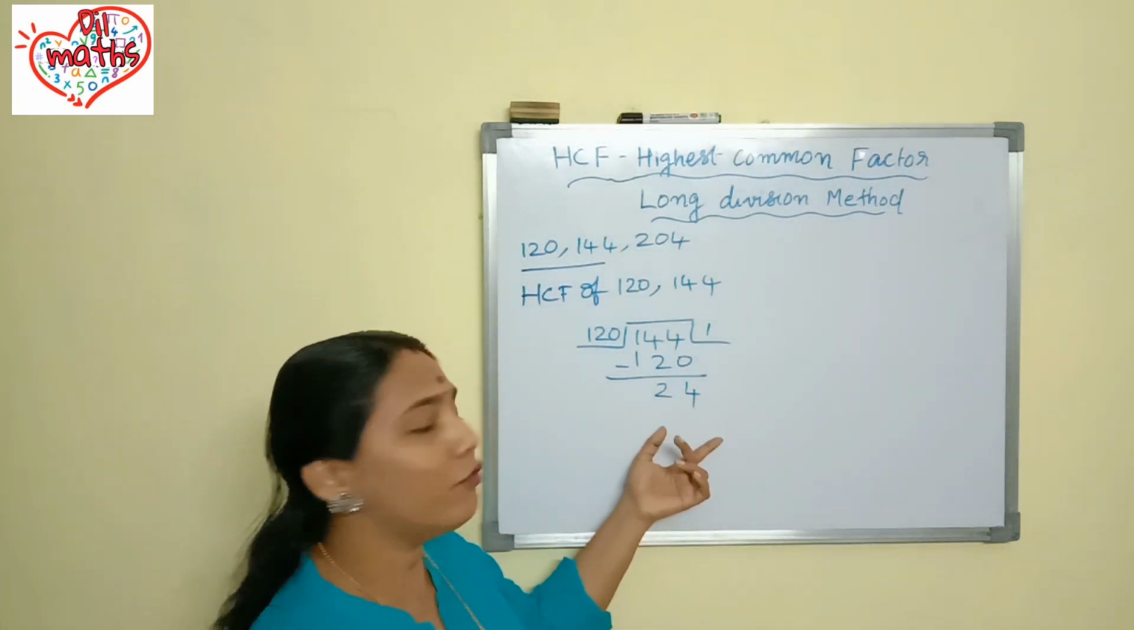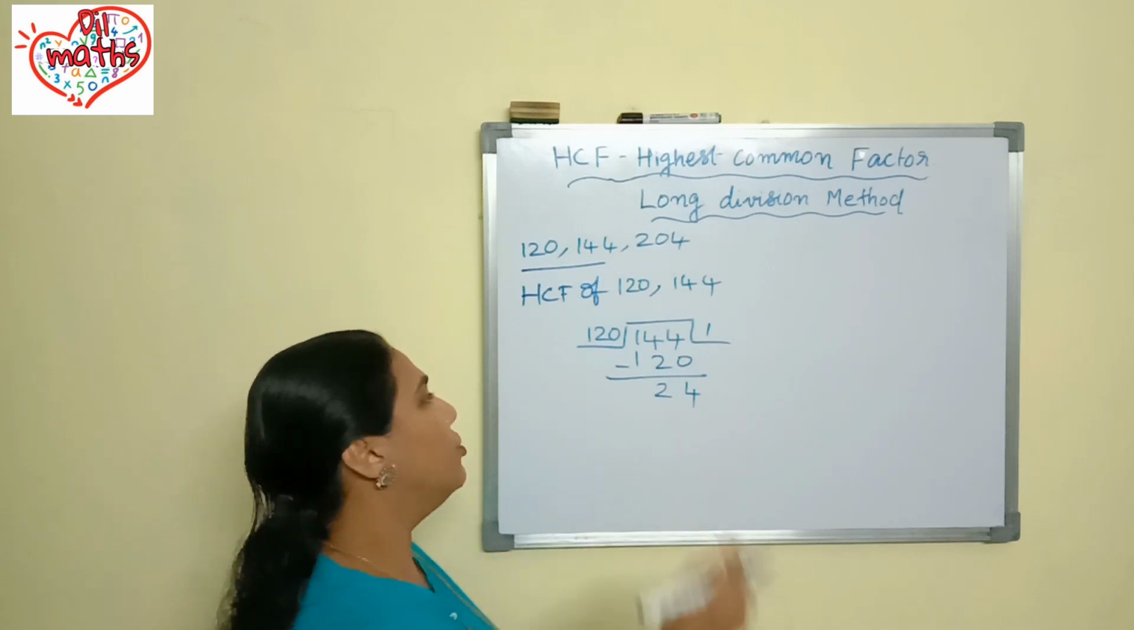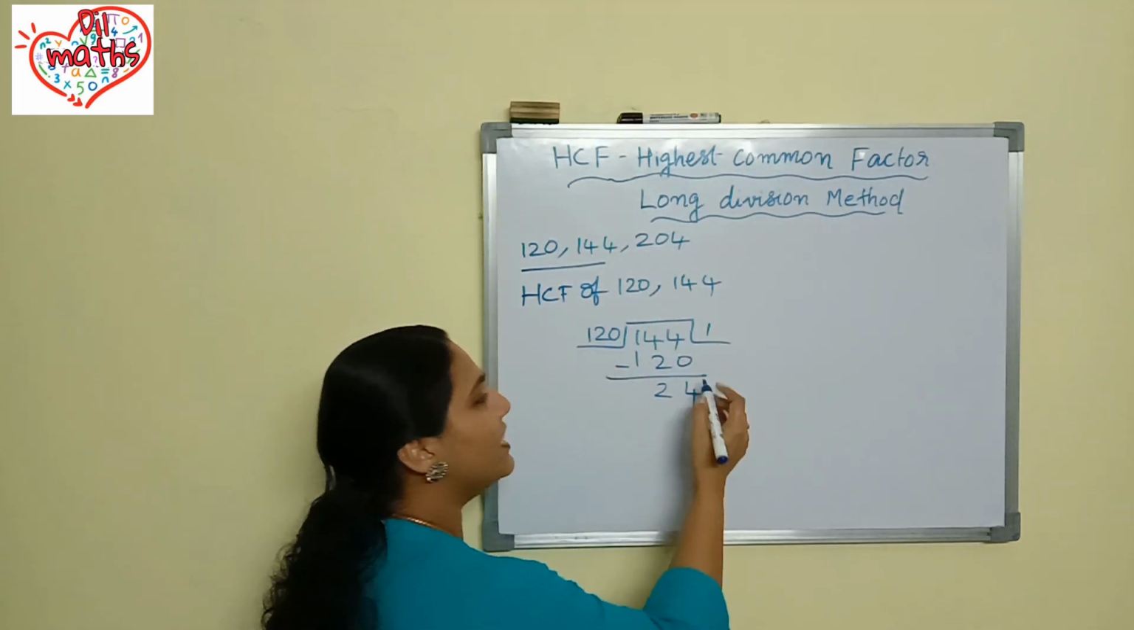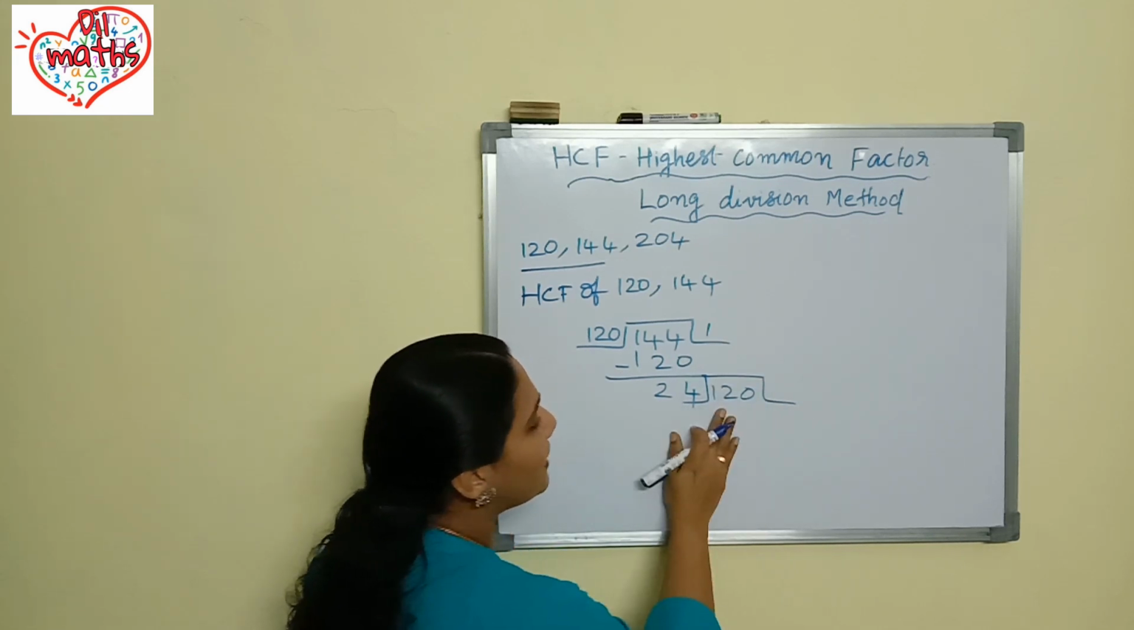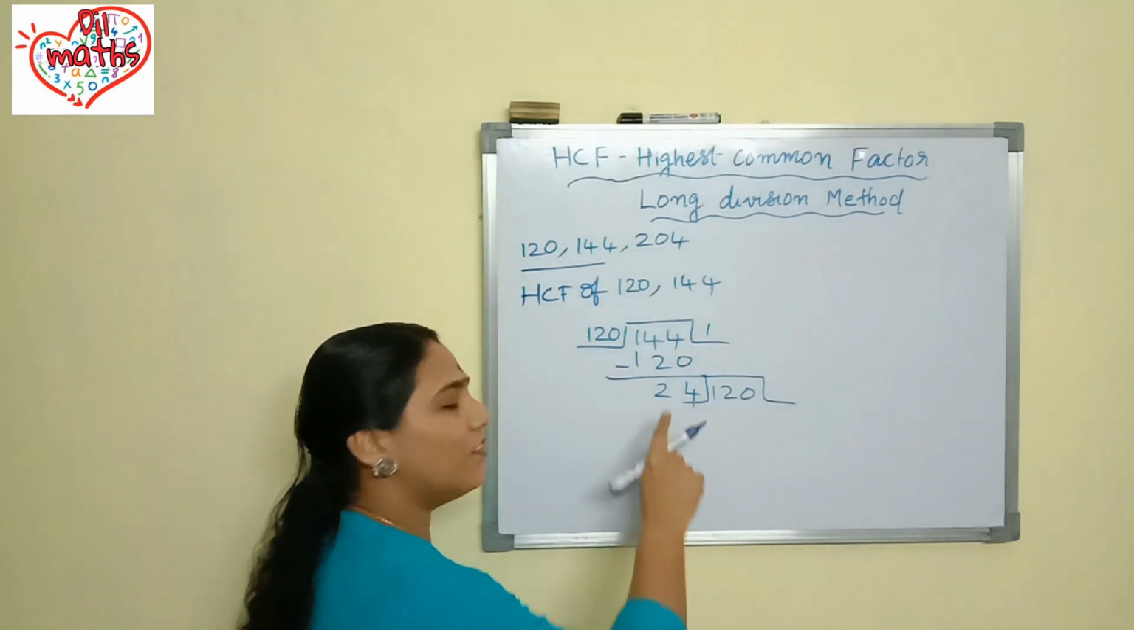For the next step, what should you do? You should write the divisor as the dividend. So what is the divisor? The 120. Now our dividend is 120 and our divisor is 24.